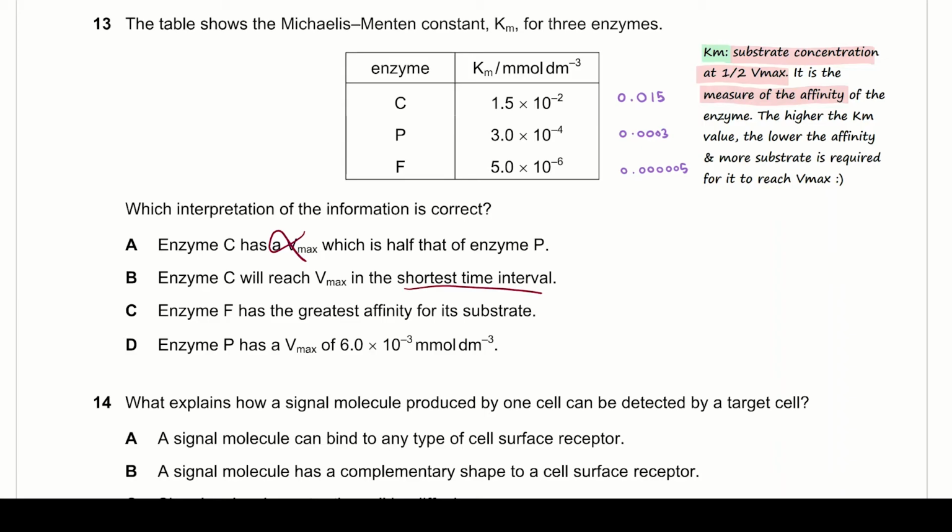C. The enzyme F has the greatest affinity for its substrate. As we see here, the lower the Km value, the higher the affinity. They are inversely proportional. So here, the lowest Km value is going to be F, therefore it's going to have the highest affinity. So C is definitely correct.